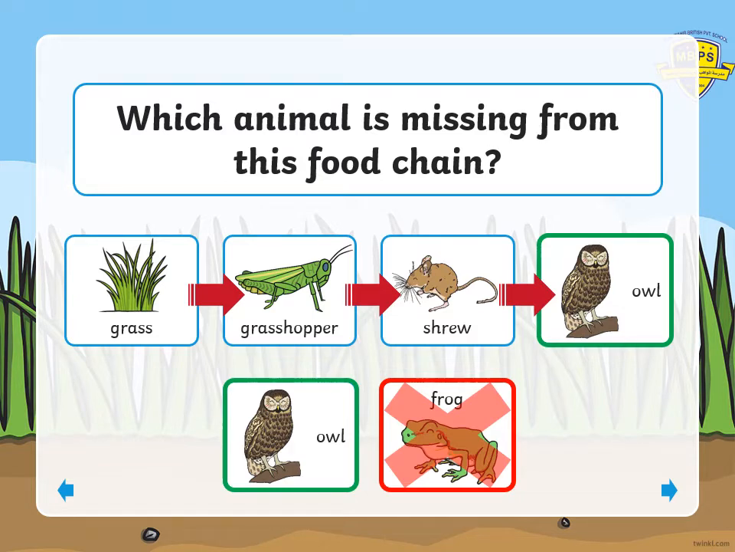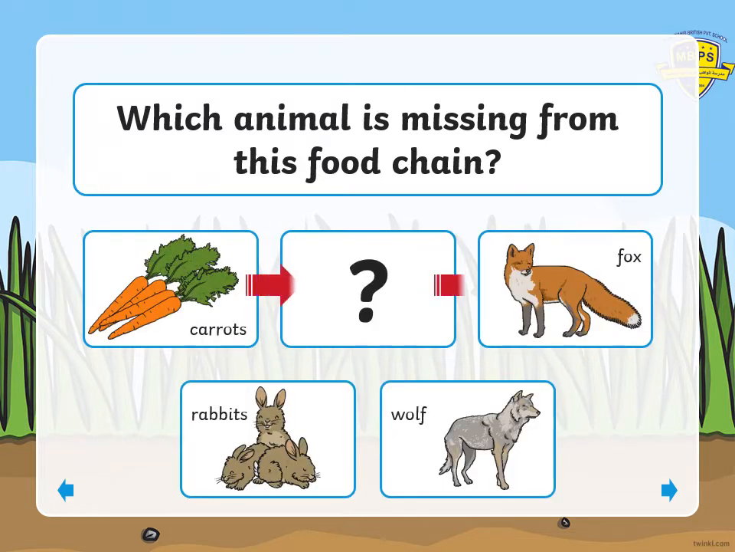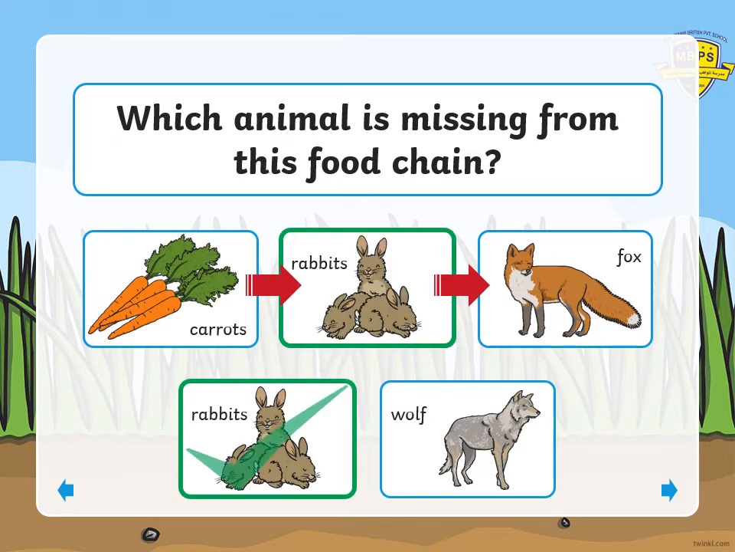The next one. Now, which animal is missing in this food chain? If you had played the game yesterday, you will also know. Carrots are eaten by an animal, rabbits or wolf, and then that is going to be eaten by a fox. Wolf is eaten by a fox? Do you really think? Rabbits. So it's going to be rabbits. If you have thought of rabbits, you're right. It's very good. Because wolves are stronger than the fox. They cannot eat them.